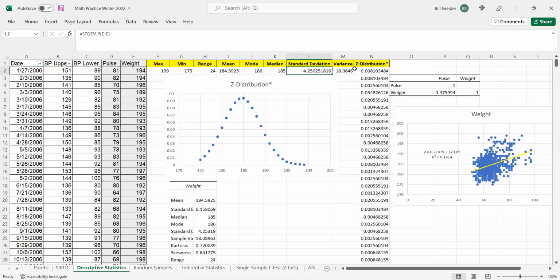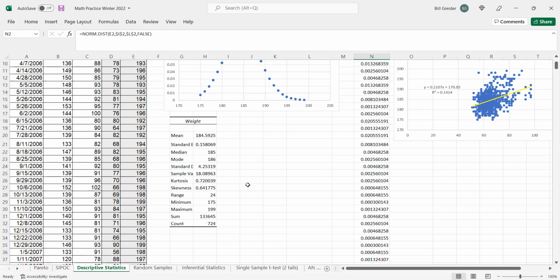And then the variance is the standard deviation squared, or you can do it with equals VAR.P, which is the population of all my data. And then the Z distribution is equals NORM.DIST, and then it asks you for some inputs, and that's what those are. So what I wanted you to do for homework was take my data and draw a Z distribution for my data, a nice bell-shaped curve.